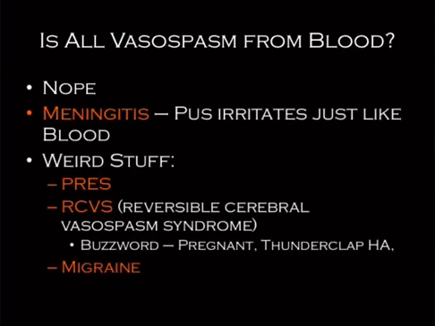Pus is the big one that I think about, meningitis. But there are several other weird things. Pregnancy can have vasospasm. There's a syndrome called reversible cerebral vasoconstriction syndrome, which is basically, think about a pregnant woman with a worst headache of my life situation. You get the head CT and there's no blood, and if they decided to do a CTA on her, that would show vasospasm. They have pretty decent outcomes, but it is a syndrome that's seen in that classic clinical scenario. Patients with migraine will also sometimes have vasospasm.